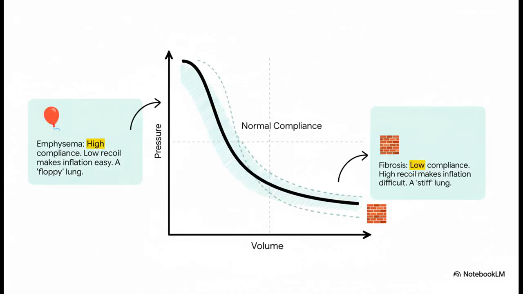And you could actually see these changes on the pressure-volume curve. With emphysema, the curve shifts up and to the left. That tells you it takes very little pressure to get a huge change in volume. But with fibrosis, it's the total opposite. The curve shifts down and to the right, showing that you need a massive amount of pressure to get even a tiny bit of air in. That's the classic sign of a stiff, non-compliant lung.